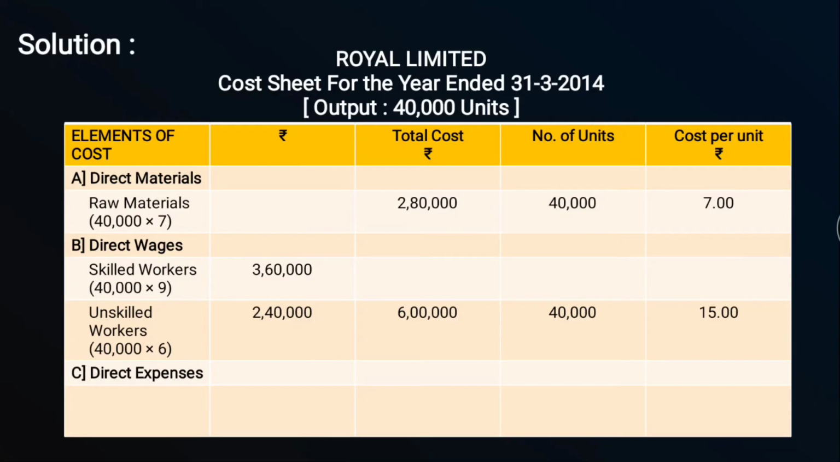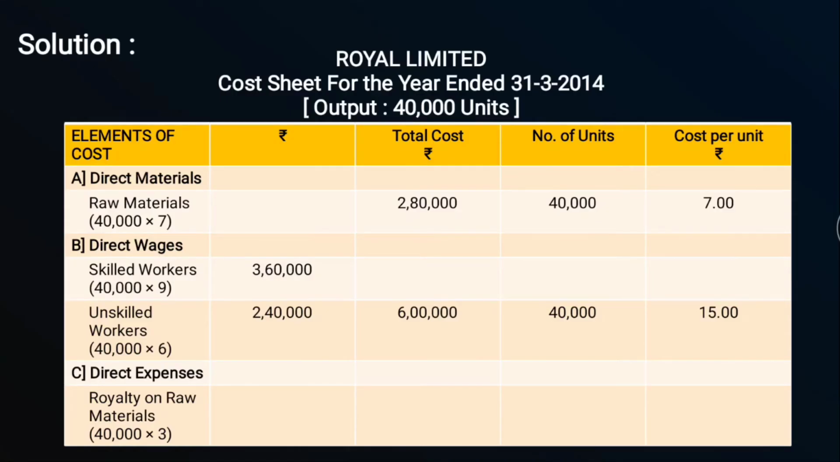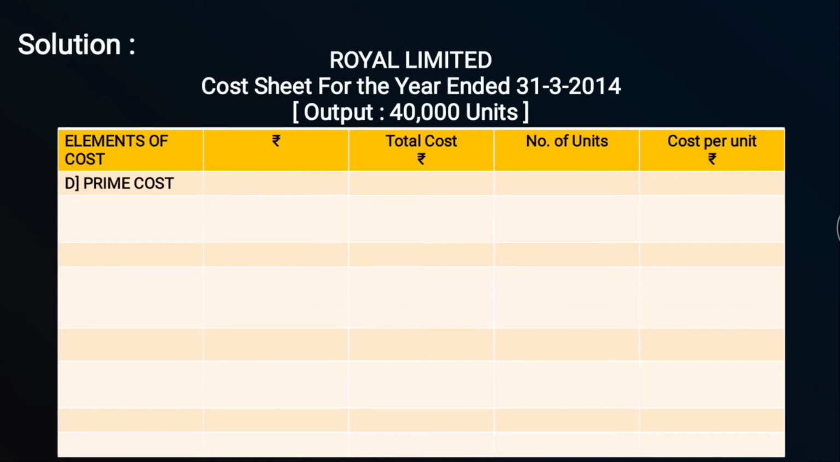Part C, direct expenses. Royalty on raw materials consumed at the rate of 3 per unit. So we'll mark this under direct expenses. Royalty on raw materials, that is 40,000 units into 3. So the total amount will be rupees 1,20,000. Number of units is 40,000 and cost per unit is rupees 3. So prime cost amount will be rupees 10 lakhs. Number of units is 40,000 and cost per unit will be rupees 25 per unit.